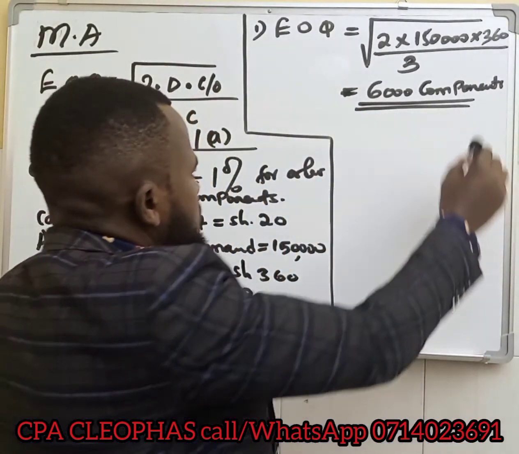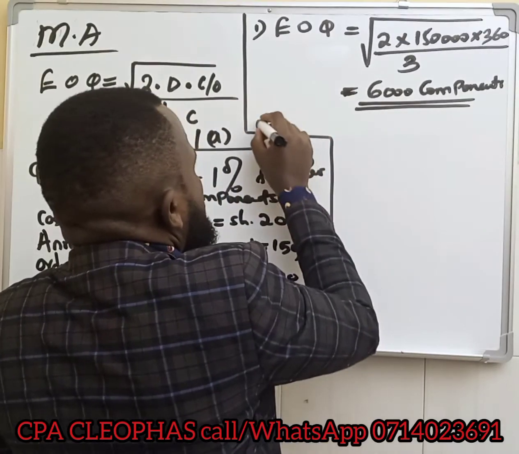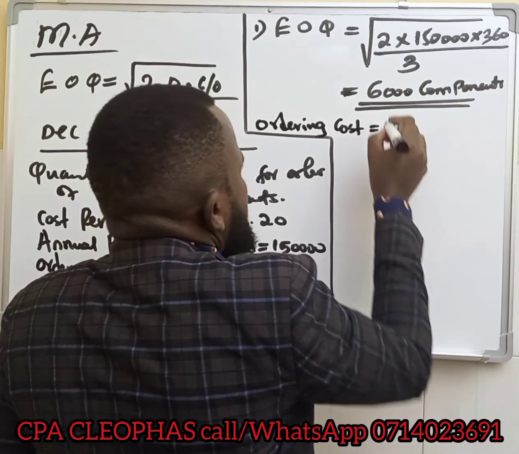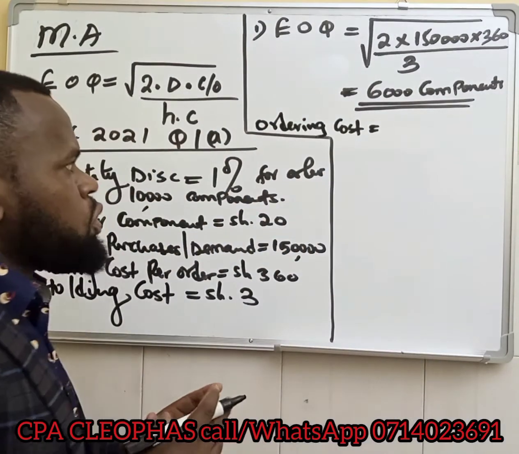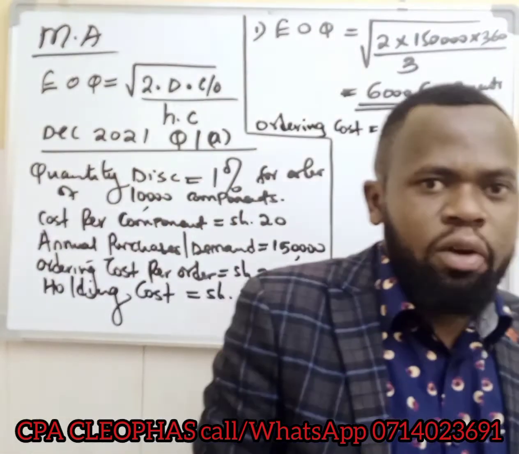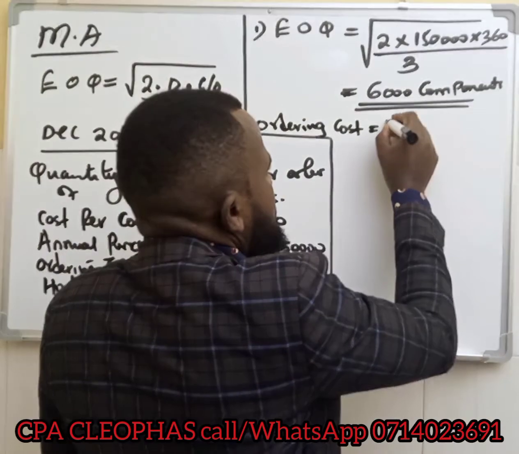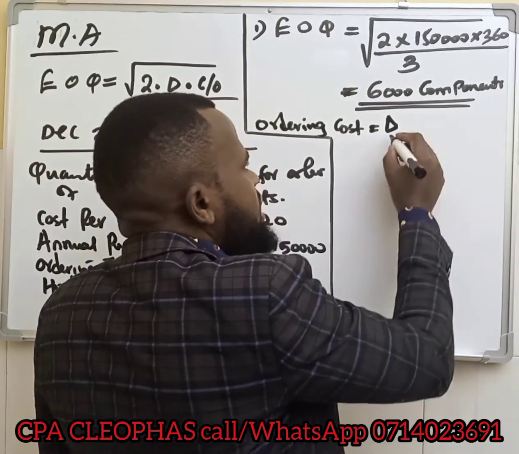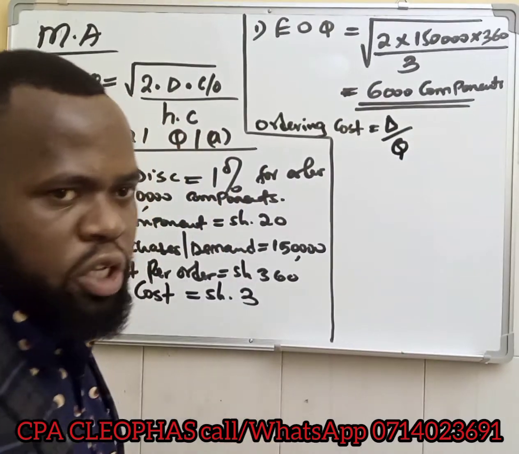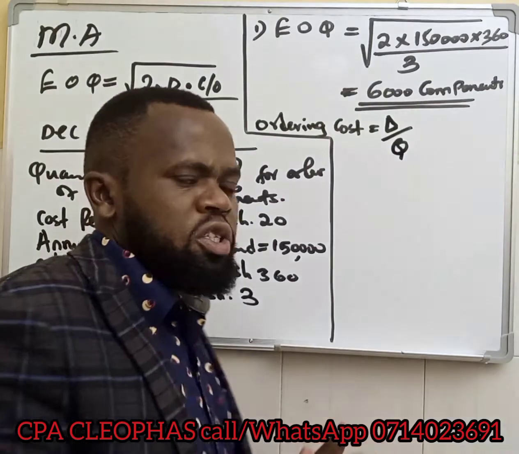So let's have the formula for ordering cost and holding costs. We normally say ordering costs will be equal to, for you to get the ordering costs, let us first know how many orders we are placing in a year. To know the number of orders, it will be the annual demand divided by how many units you are ordering, the Q, and this time our Q is the EOQ. But this D over Q gives you what? The number of orders.